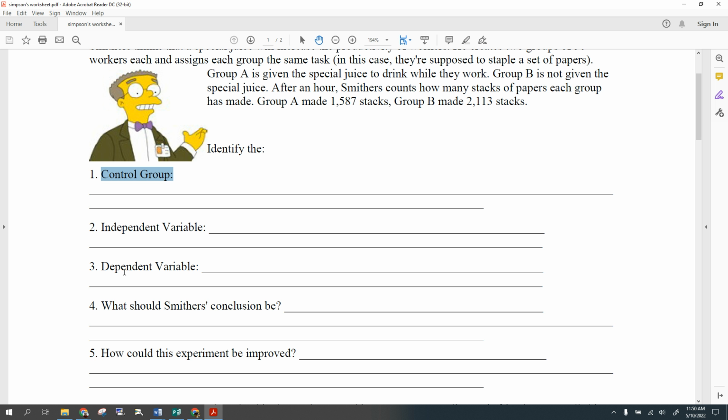The dependent variable, when we talk about an experiment, is going to, like it sounds, depend on something. So we're really seeing what we are measuring at the end of the experiment. Sometimes it's black and white: this is what you're experimenting on or what we were trying to measure at the end of the experiment. Sometimes you need to look between the lines. In this case, it's black and white. It's how many stacks of papers the workers ended up making. So that's what we're looking at in this situation.